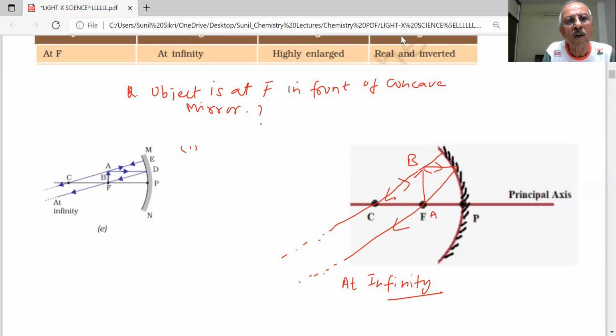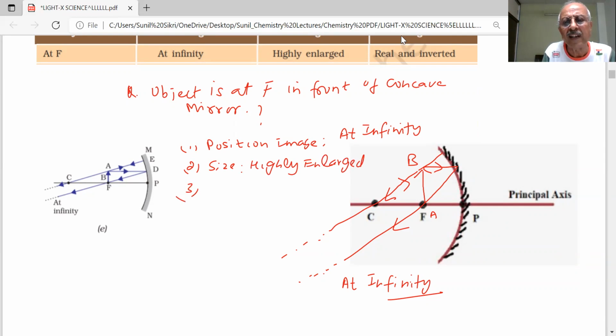What is the position of the image? Where is it formed? At infinity, a farther away distance. What is the size? Highly enlarged. And what is the nature? When it is formed in front of the mirror, it will be real and inverted. Is it clear, students? Note down. Noted? Yes, sir. All right.